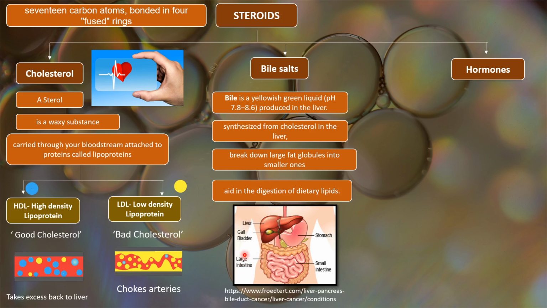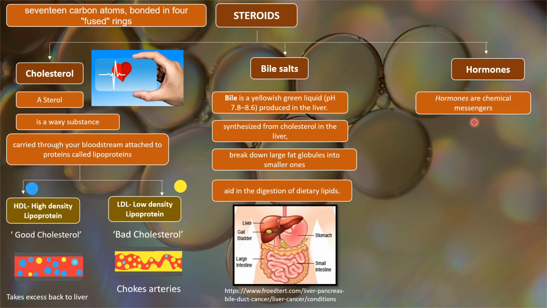So we need to know that on the upper side of our stomach we have the liver, and this liver has bile salt which is composed of cholesterol, and cholesterol is a steroid, and therefore bile salt is also a steroid, right? So now we move towards hormones.